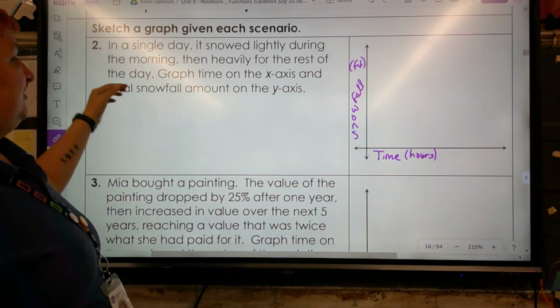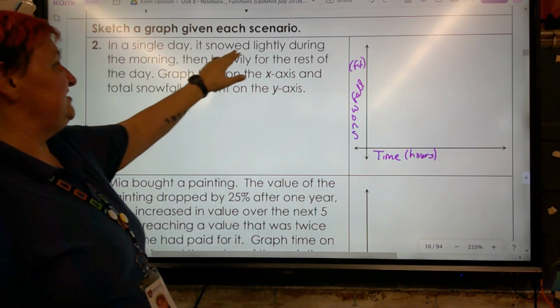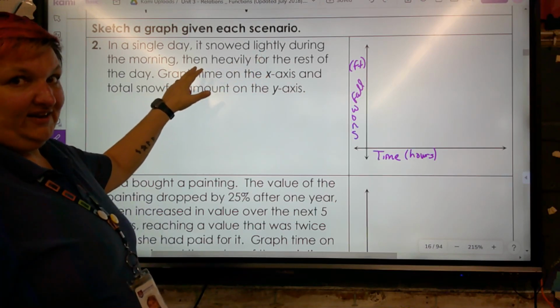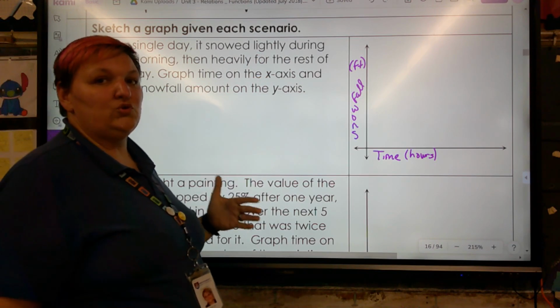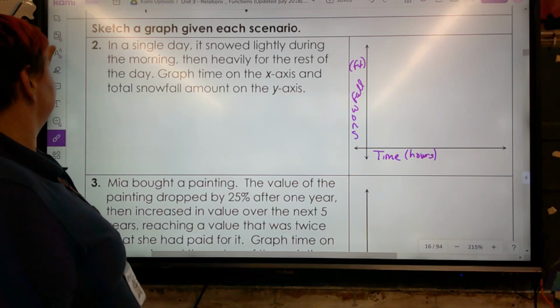And then draw the line of what that would look like if it was snowing lightly in the morning and then heavily for the rest of the day. What would that look like? What would your line look like?